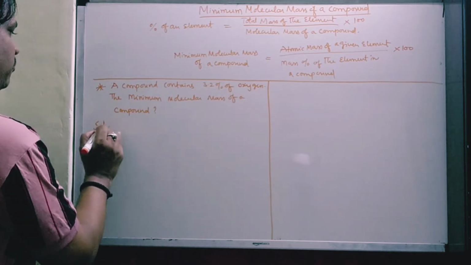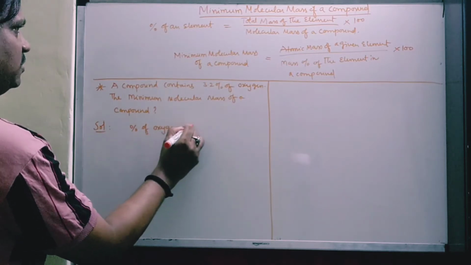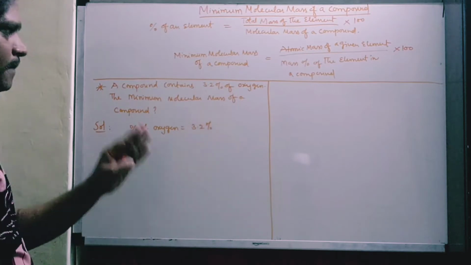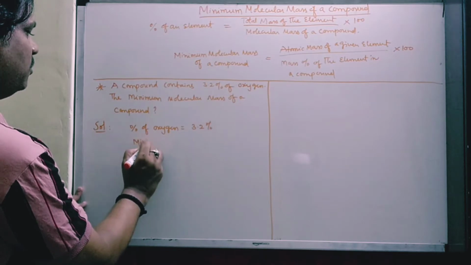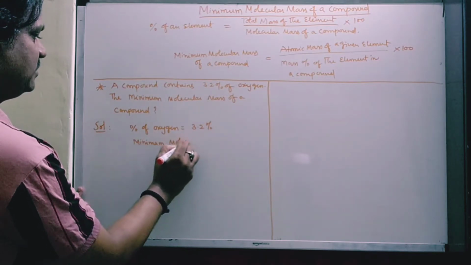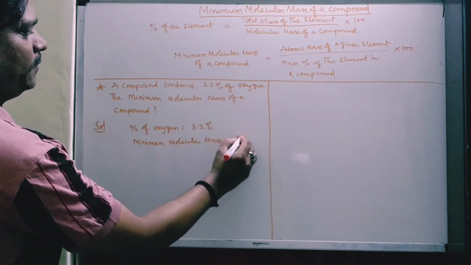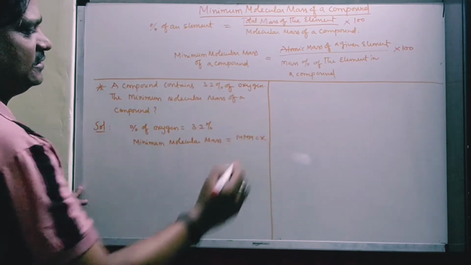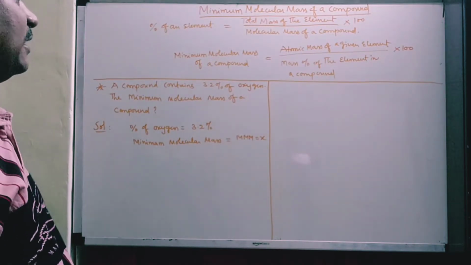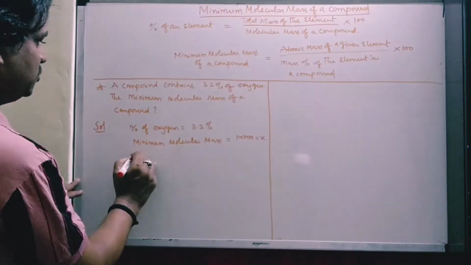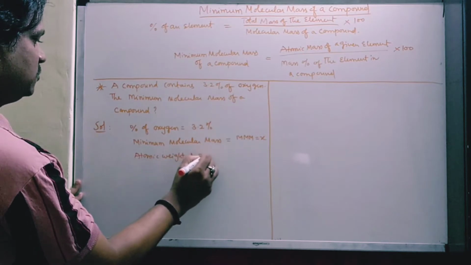First of all, the solution. What is the given data? You have to write it. Percentage of oxygen, how much is given? 3.2%. What you have to find? The minimum molecular mass, that is X, or M. Next, what is the data? The atomic weight of the given element. I think you know the atomic weight of oxygen is equal to 16.